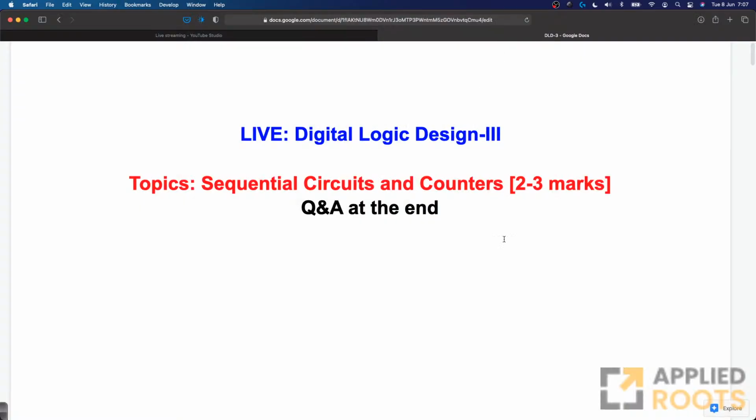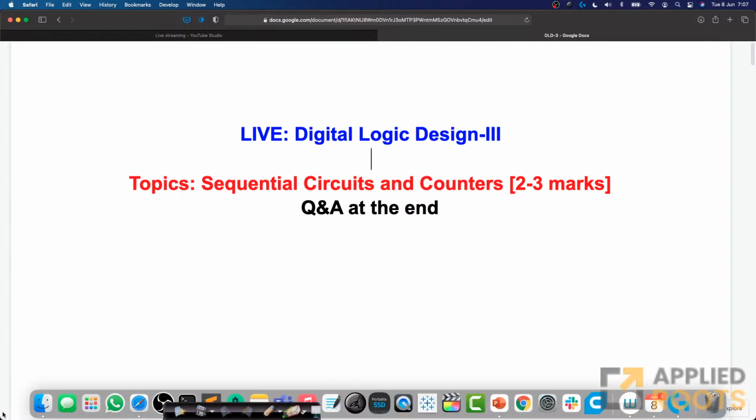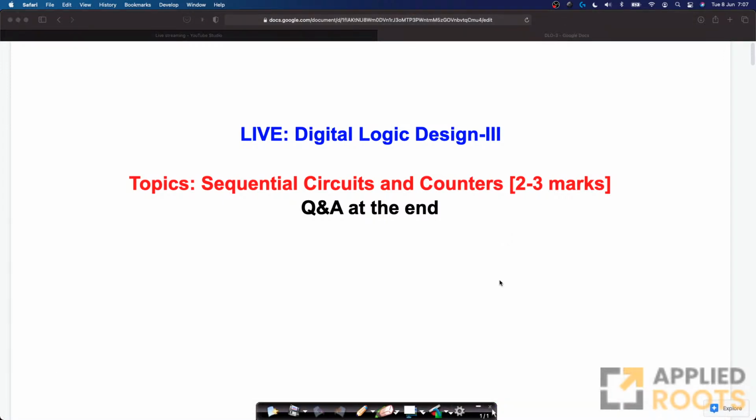So can you please confirm if my screen is visible and if I'm audible? We'll come back to the general Q&A at the end. Okay. Can you please confirm if my screen is visible and if I'm audible? I just changed the setting right now. Can you please confirm in the chat window so that I can proceed? Yeah, cool. Thanks.